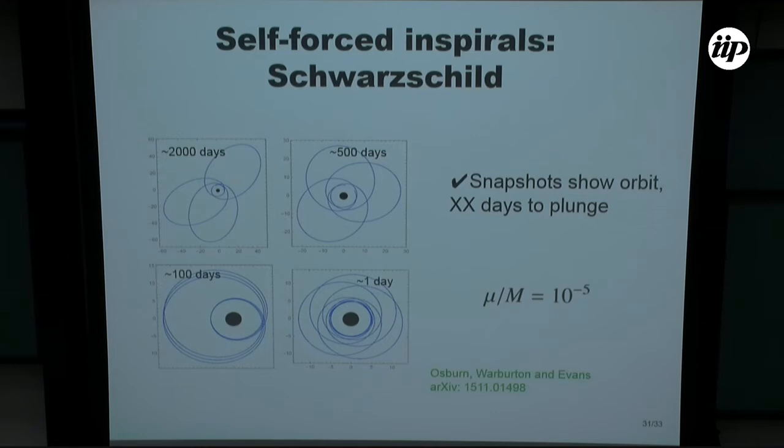But this is completely based on the estimation using the post-Newtonian flux. But this is the almost equatorial case. This is an extremal mass ratio case. So the story is different.